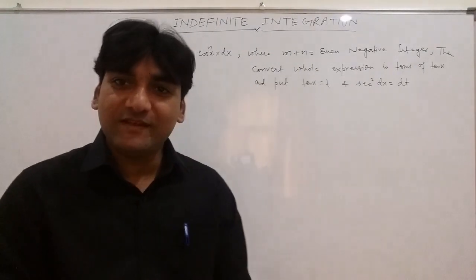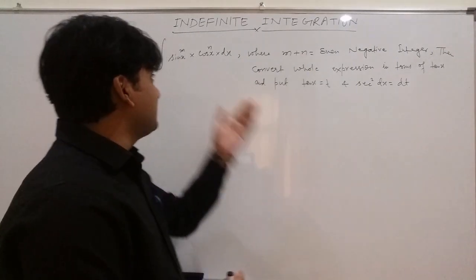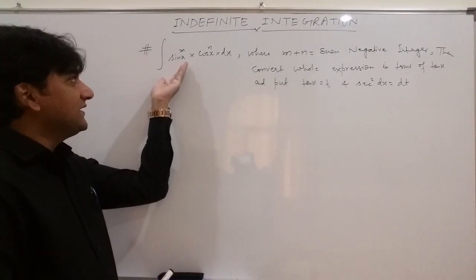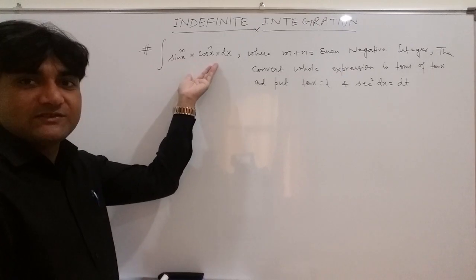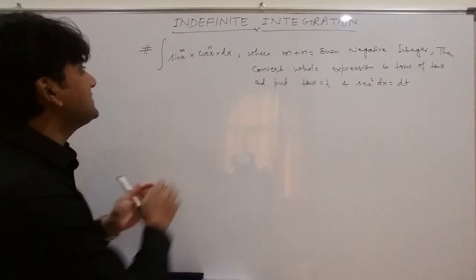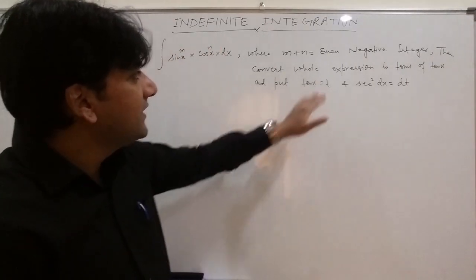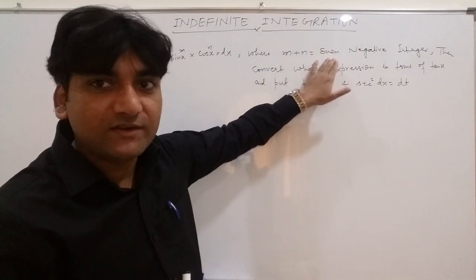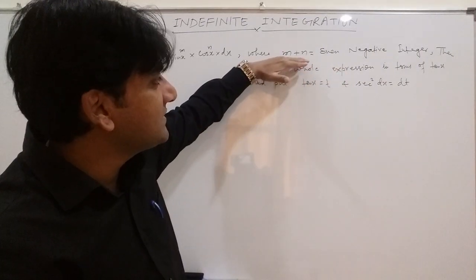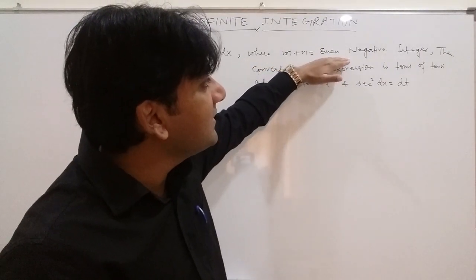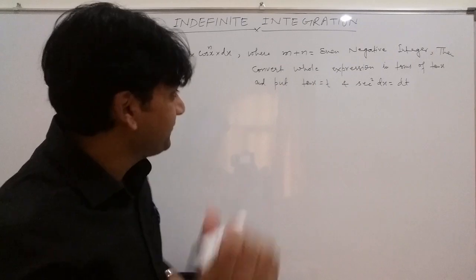Now we are going to learn indefinite integration. This part, integration of sin x raised to m times cos x raised to n dx, where the sum of these two powers, m plus n, is an even negative integer. So let us understand this line first. m plus n is an even negative integer means what?